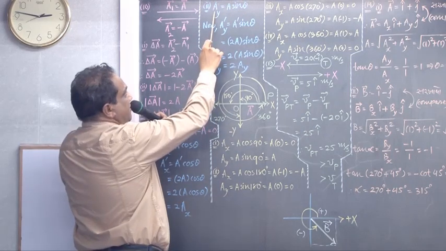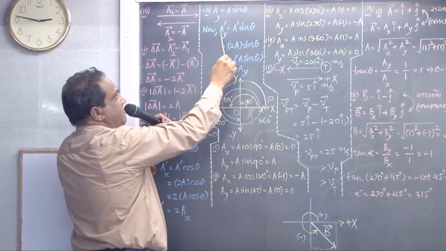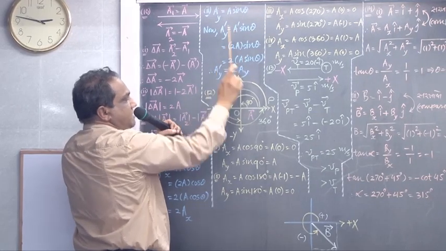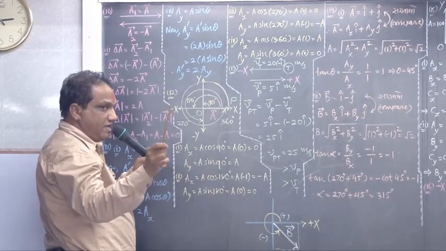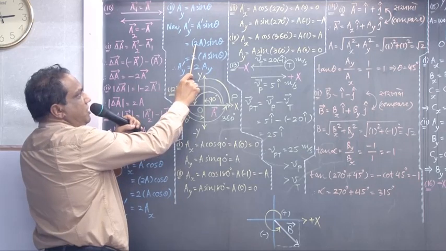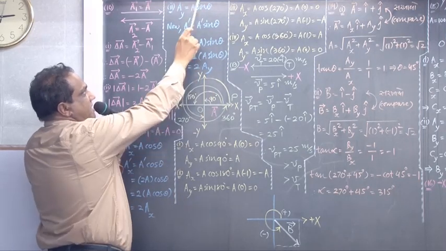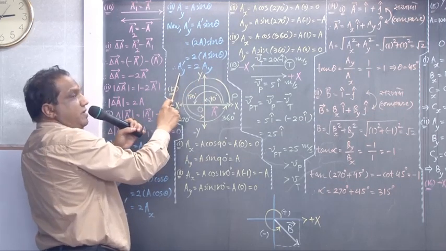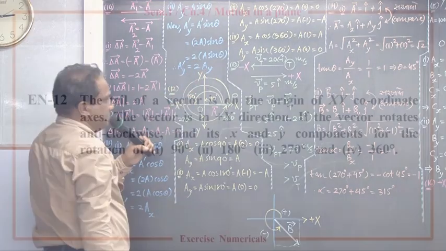Original y component Ay equals A sin theta. New y component, I take it as Ay dash. It will be A dash sin theta. What is A dash? The new magnitude. The new magnitude you are given is double the initial, so A dash is 2A. Now you can rewrite it as 2 into A sin theta. What is A sin theta? A sin theta is Ay. So the new y component is double the initial y component. Correct? Next.